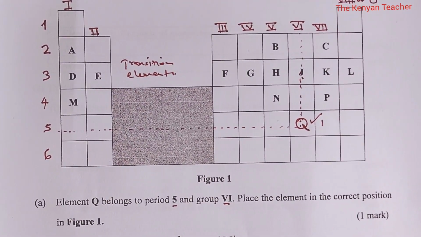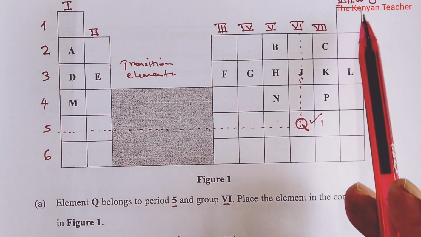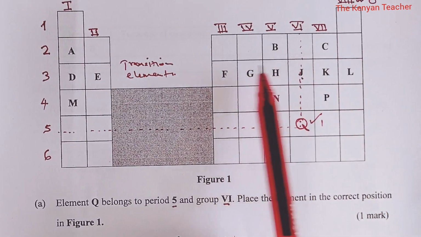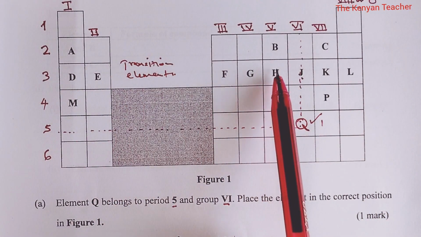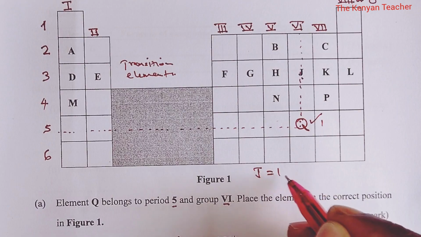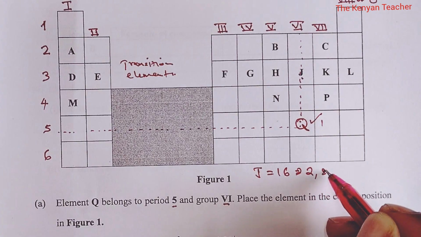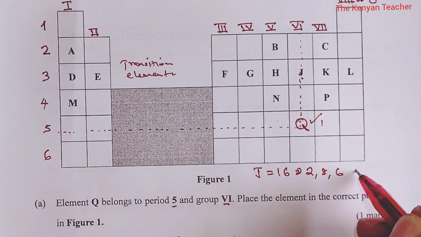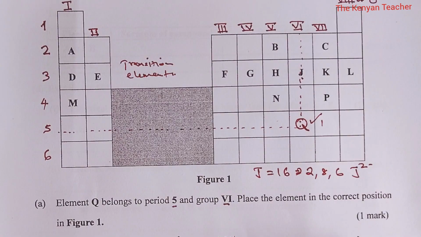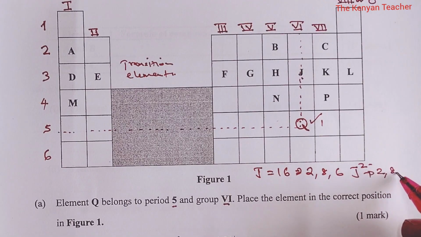So we simply count period-wise from here. And we would have 1, 2, 3, 4, 5, 6, 7, 8, 9, 10, 11, 12, 13, 14, 15, 16. So element J would be atomic number 16, whose normal configuration would have been 2, 8, 6. But we are told it forms an ion of J2-, meaning it accepts 2 extra electrons. So the new configuration would be 2, 8, 8.